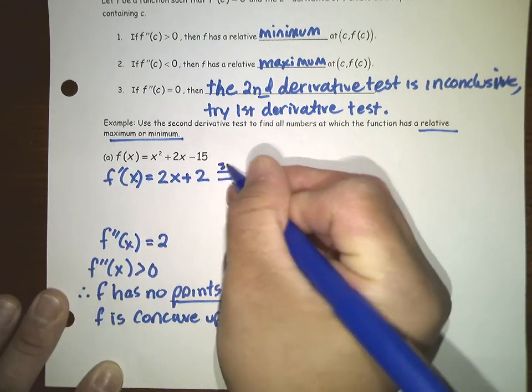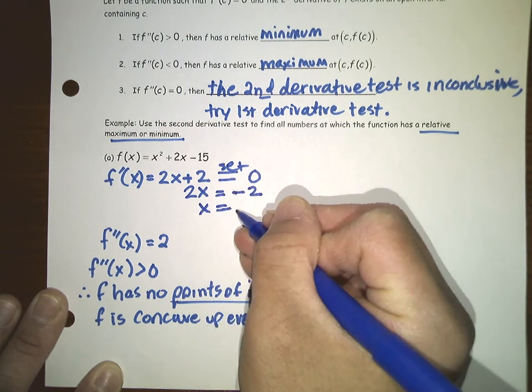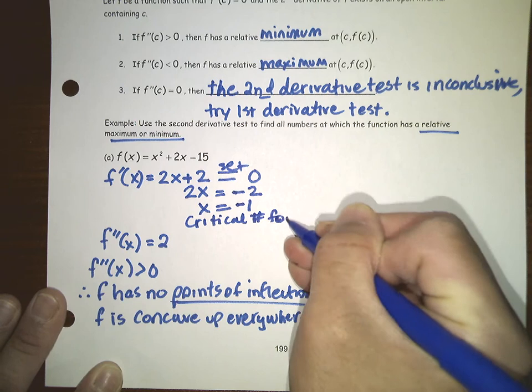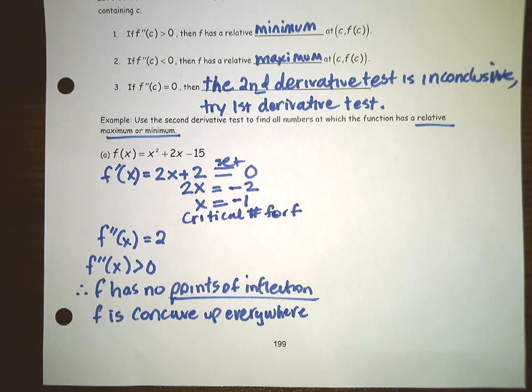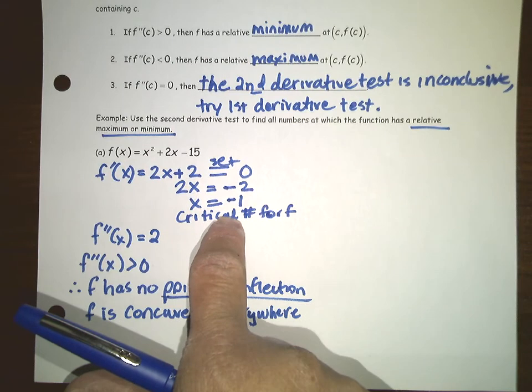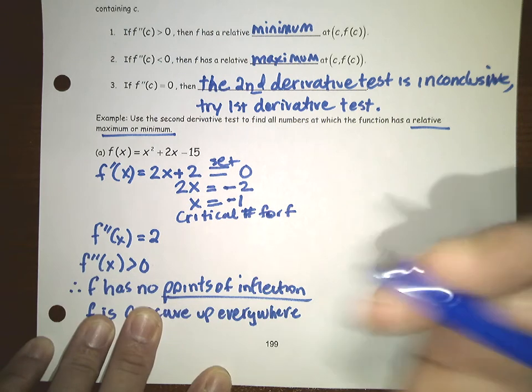So I need to set this first derivative equal to 0, and then I'll subtract the 2 and divide by 2, so x is -1. So this is a critical number for f. And so what I need to do then is say, all right, since f is concave up everywhere, then that would mean that this is actually going to be the relative minimum. All right, but let's verify this just so that you don't think I'm crazy.